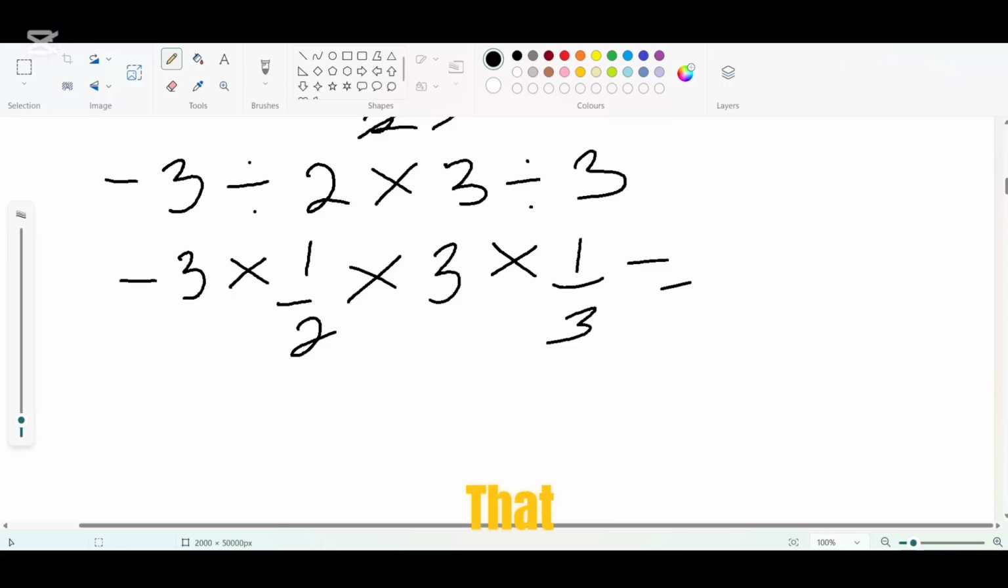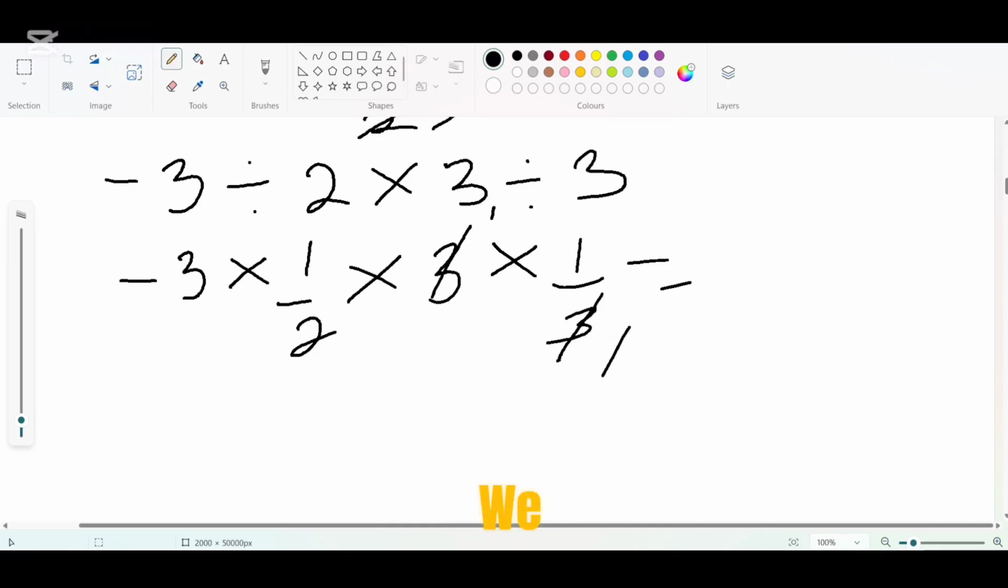Is there anything that can cut? Anything that can cut? 1 and 2. So 3 can cut 3, right? Yeah. So when 3 cuts 3, that's 1 left, 1 left. So that one is gone.